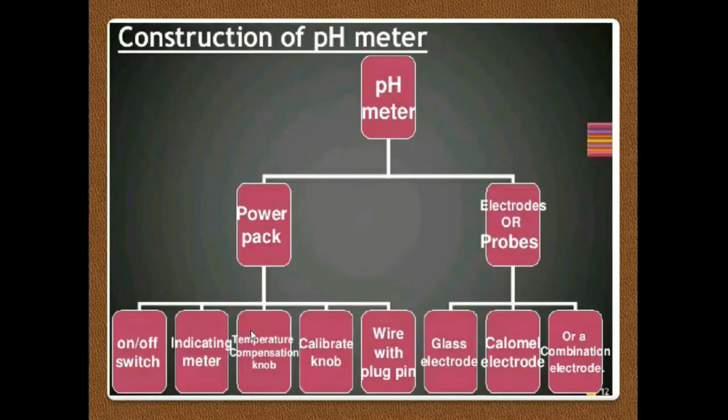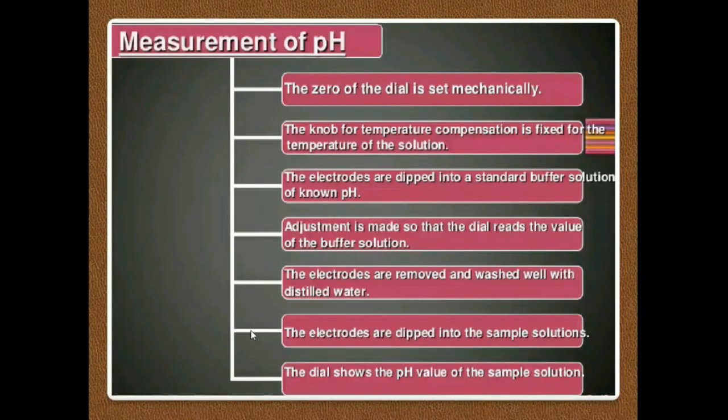Construction of the pH meter. A pH meter has a power pack on this side and electrodes or probes on that side. Inside the power pack you have an on-off switch, indicating meter, temperature compensation knob, calibration knob, and wire with plug-in. In electrodes or probes you have a glass electrode, calomel electrode, or a combined electrode, a combination of these two, glass and calomel.